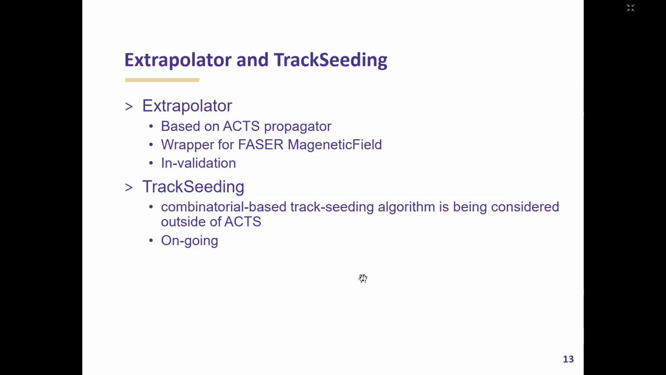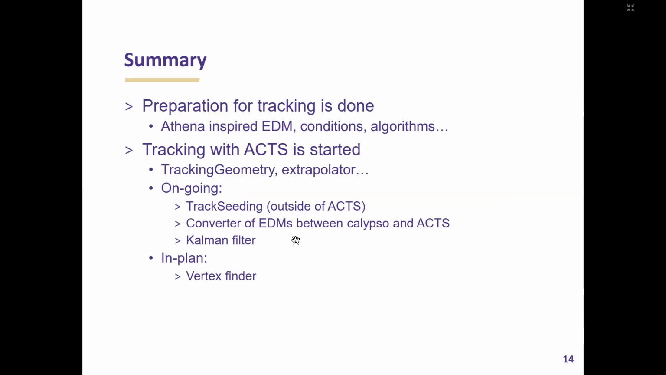Here are the extrapolator and track seeding. For the extrapolator, we build it based on the ACTS propagator, of course with the FASER magnetic field service. This part is finished, and we are currently working on the validation. For the track seeding, we didn't use the ACTS track seed finder. We are using a simple track seeding algorithm from the ATLAS trigger system. This part is working, and we're supposed to have it very soon. So this is a short summary of our FASER experience.